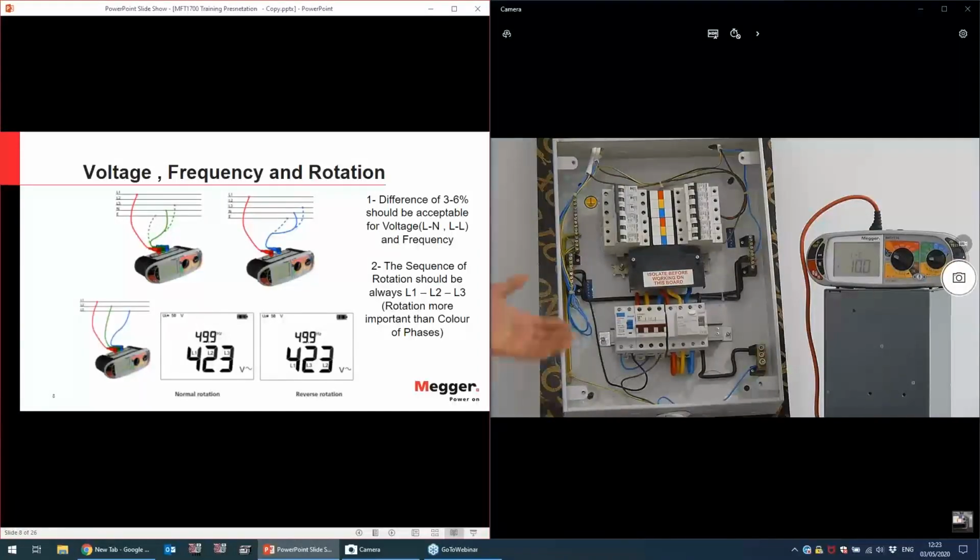Now it doesn't really matter what color coding you have here. What matters is that you got the right rotation, or phase rotation, correctly, L1, L2, L3. And this is very, very important for motor loads, three-phase motor loads that require you to have a three-phase connection.